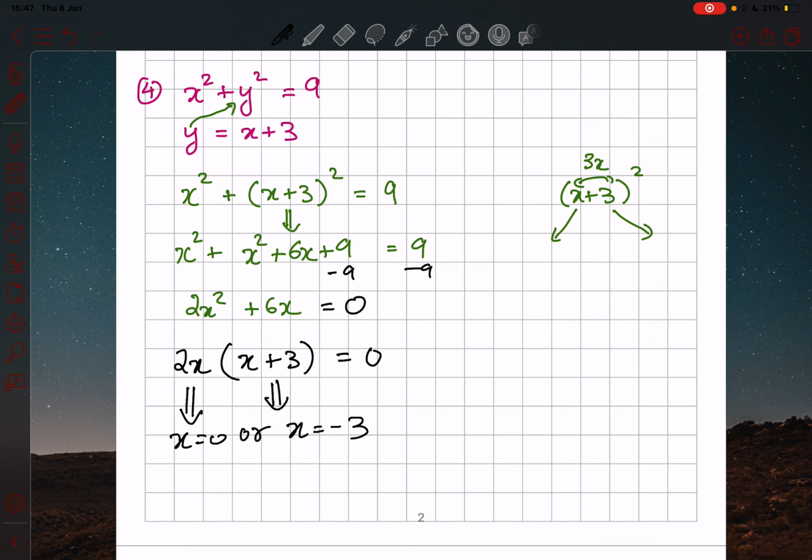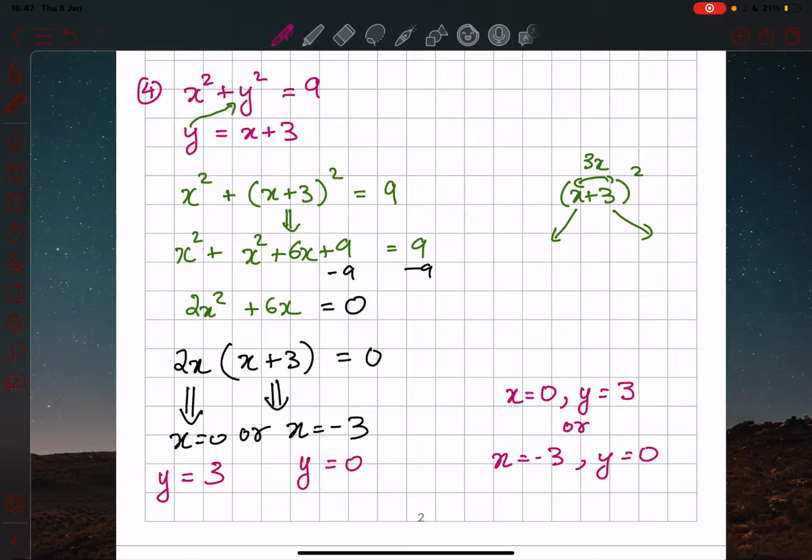So now we have again two scenarios. If x is 0, we know y is equal to x plus 3. That means y is equal to 0 plus 3, which is 3. Or if x is minus 3, then y is equal to minus 3 plus 3, which means y would be equal to 0. So you have two sets of solutions: x is 0, y is 3, or x is minus 3 and y is 0. So that is question number 4. Sorry that I kind of messed up that question there.